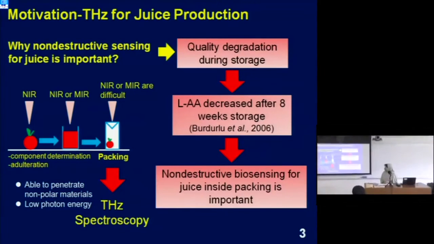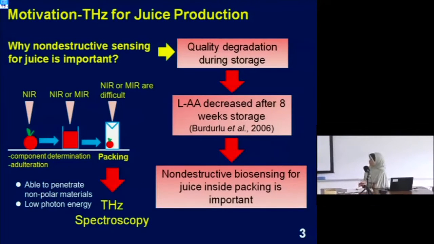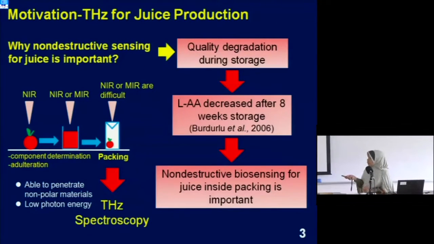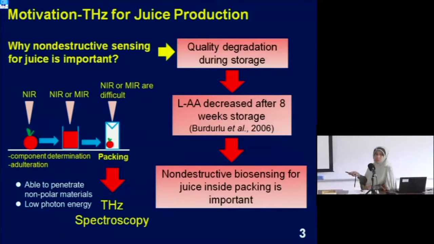Actually, I want to focus on using the terahertz wave because the quality evaluation of juice before packing has been conducted and established using NIR and mid-infrared. As far as I know, there is no biosensing method that can be used for quality evaluation of juice after packing. So for this reason, I propose the use of terahertz spectroscopy.